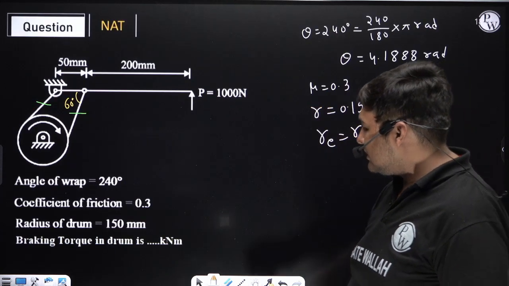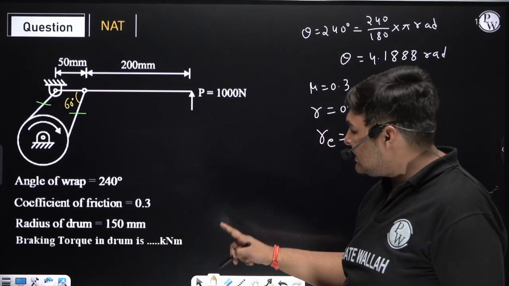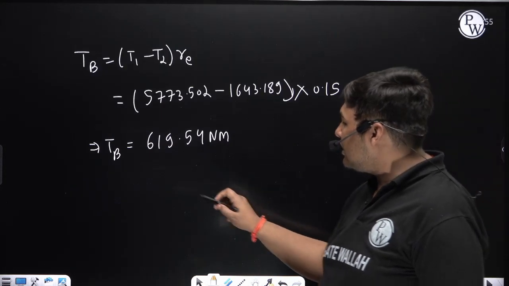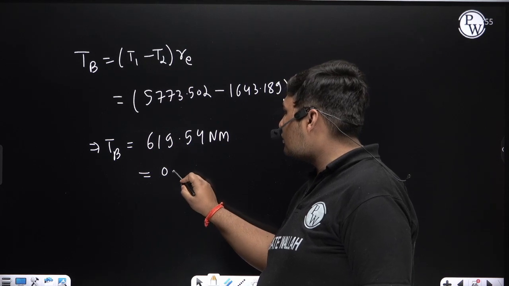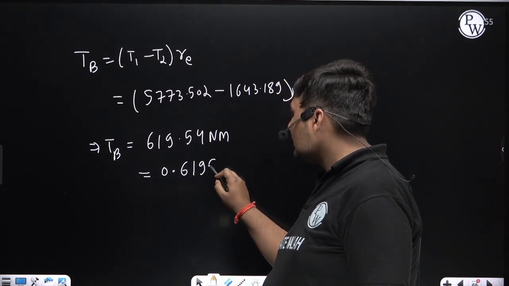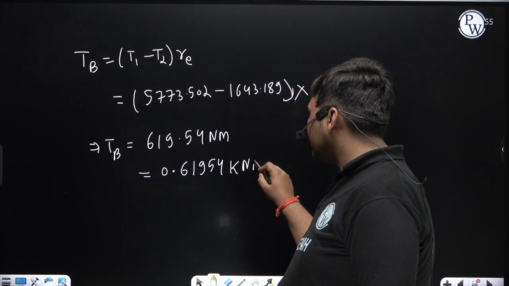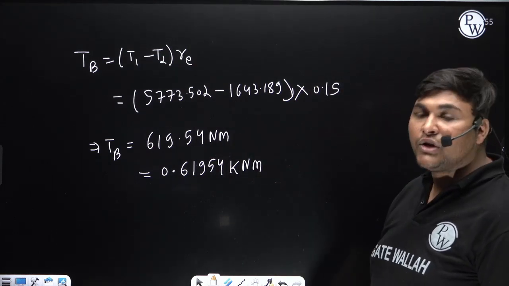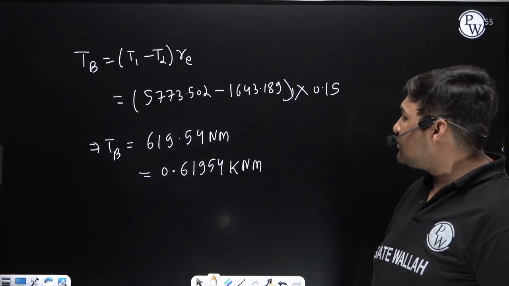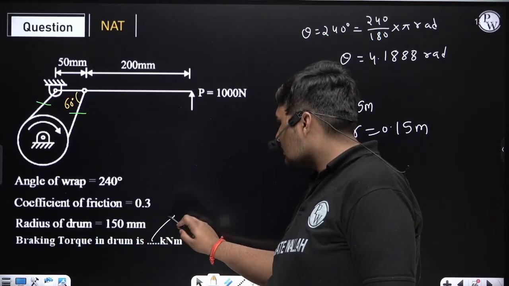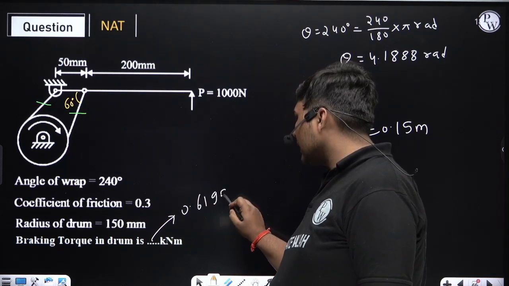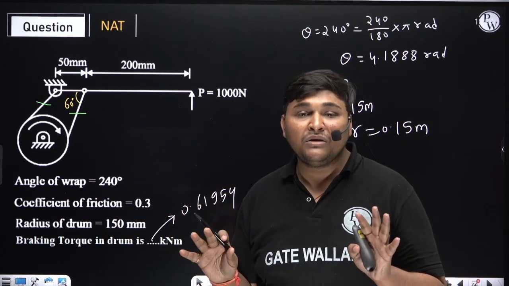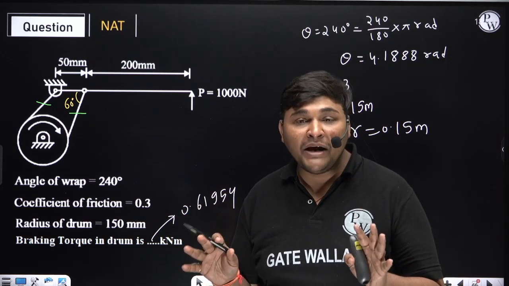So the braking torque for this question is 619.54 Newton meter. The examiner is asking in kilonewton meter. So braking torque in Newton meter is 619.54, and in kilonewton meter it will be 0.61954 kilonewton meter. So see the unit carefully. In which unit is the examiner asking? He is asking in kilonewton meter, so it will be 0.61954 kilonewton meter.